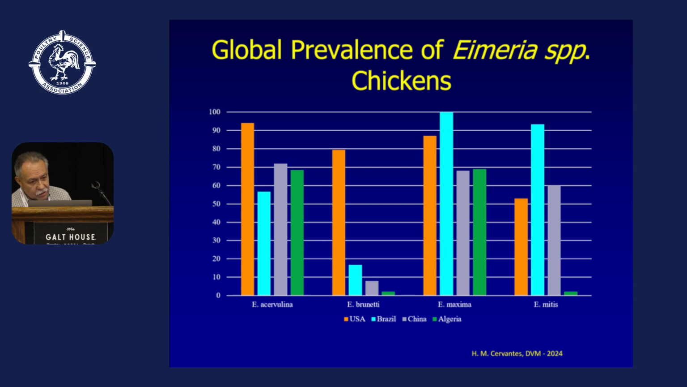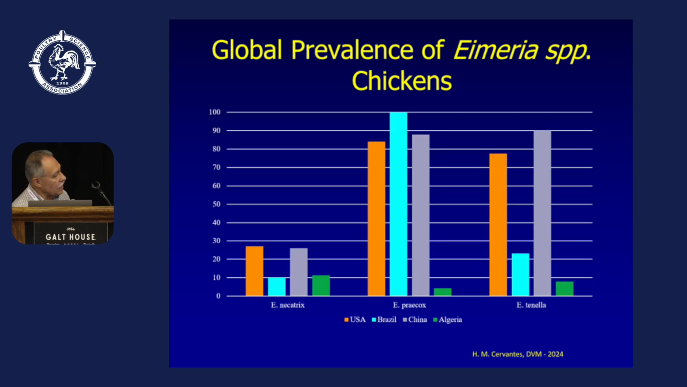Molecular surveys conducted in any part of the world where they've been conducted always show the presence of the 7 species. Here, the orange bar is the United States, the blue bar is Brazil, the gray China, and the green Algeria. But as you can see, although the incidence varies among the various countries, we find Acervulina, Brunetti, Maxima, Mitis, and in the next slide, Necatrix, Praecox, Tenella. So the species are found.